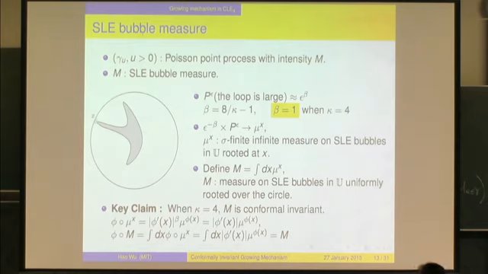And the proof only has 2 lines. And you can read it by yourself. And the most important ingredient we use here is this beta equals 1. So there's no exponent then. Okay, I guess you have already read it. So because this is the proof, it's only 2 lines. So the key claim is when kappa equals 4, this big M is conformally invariant.